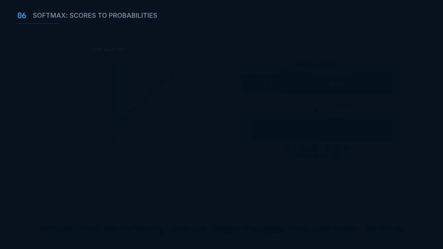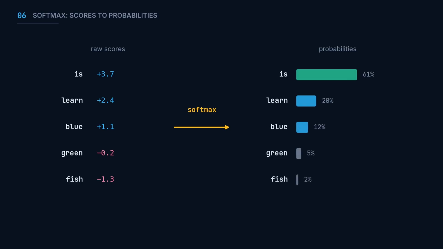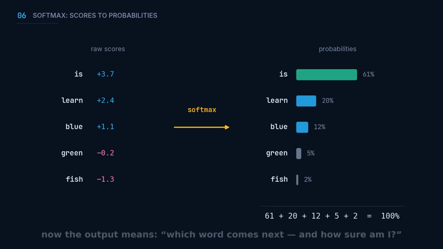At the output, the network produces raw scores. Is 3.7, learn 2.4, blue 1.1. Useful, but they're not probabilities. Softmax converts them. Is becomes 61%, learn 20%, blue 12%, and everything sums to 100. Now the output has a clean meaning. Which word does the network believe comes next, and how confident is it?